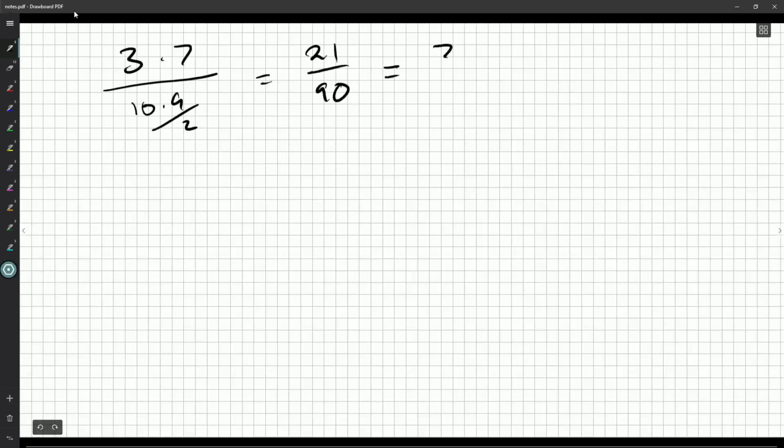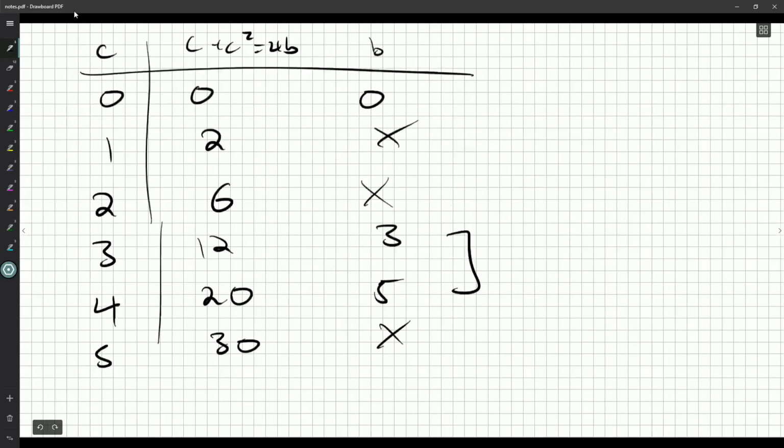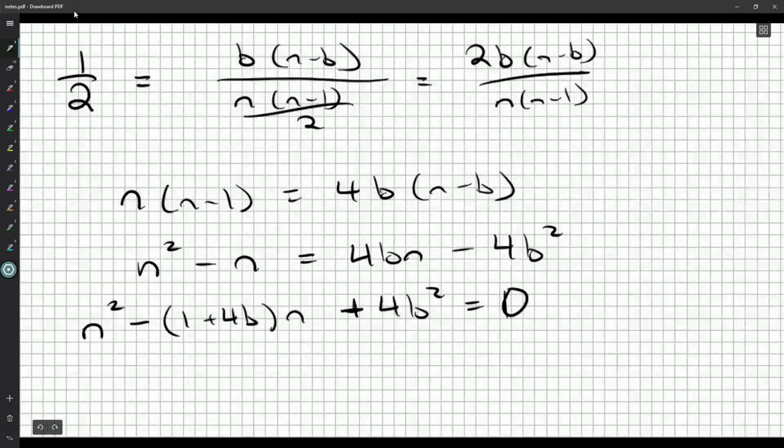Does that track? 3 times 7 is the number of ways to get sheep to pair up when they're in different barns, divided by 10 times 9 over 2, is 21 out of 90, which is 7 over 30, which is not equal to 1/2. So what has gone wrong? Something's gone wrong, clearly.